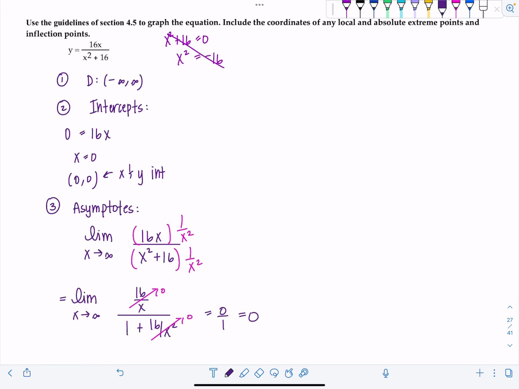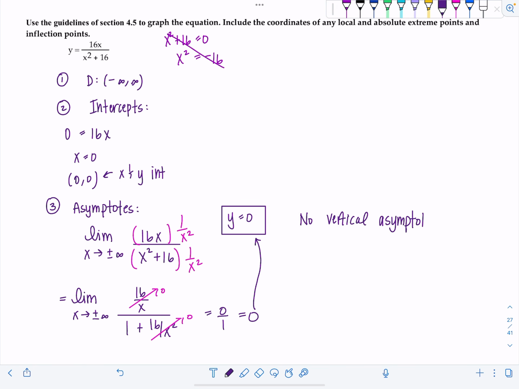And there would be no difference if this was positive or negative infinity. So I don't need to repeat this process. I have one horizontal asymptote only at y equals 0. Make sure you write y equals to show that it's horizontal. And there's no vertical asymptotes. The function's already in lowest terms and the denominator's never 0.